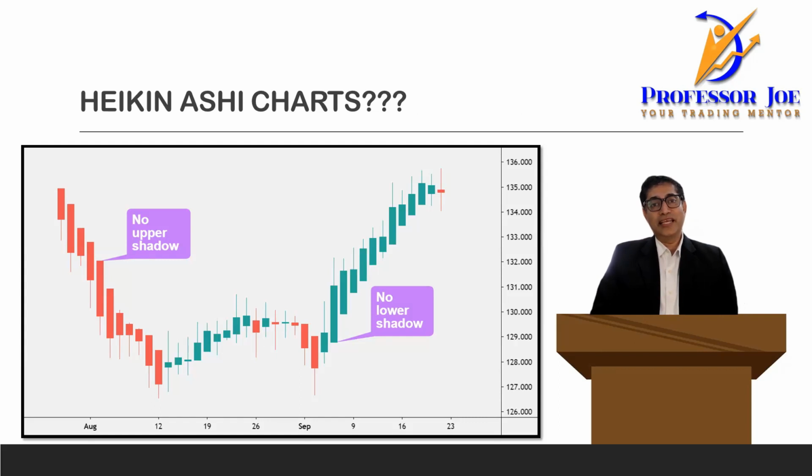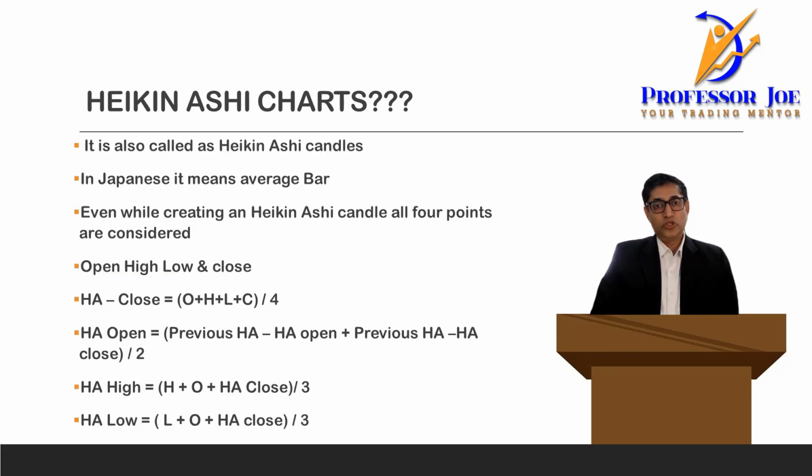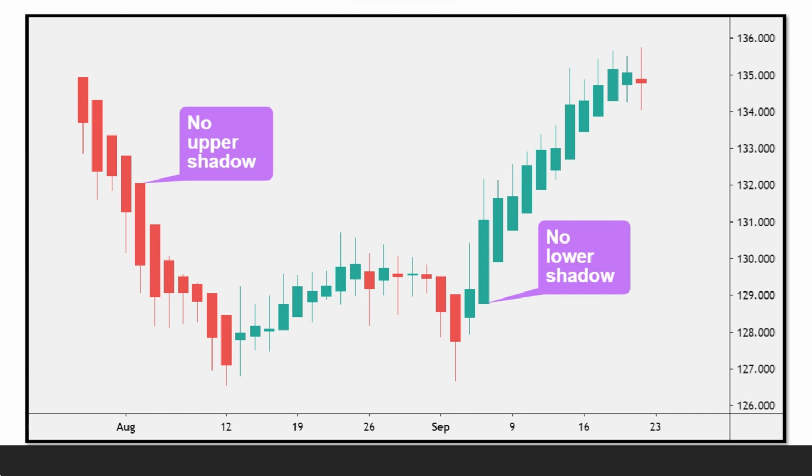Let us look at the next type of chart. This chart is called the Heikin Ashi chart. Let us look at some of the key features of a Heikin Ashi chart. It is also called Heikin Ashi candles. In Japanese, it means average bar.